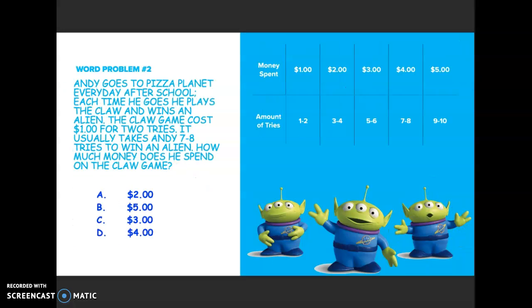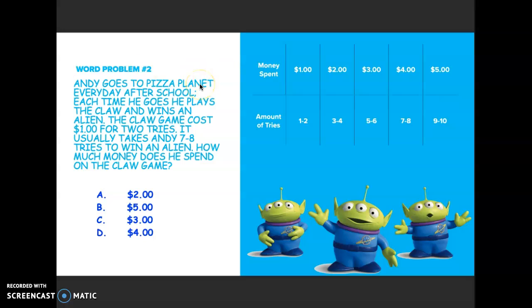So my next word problem is Andy goes to Pizza Planet every day after school. Each time he goes, he plays the claw and wins an alien. The claw game costs $1 for 2 tries. It usually takes Andy 7 to 8 tries to win an alien. How much money does Andy spend on the claw game?